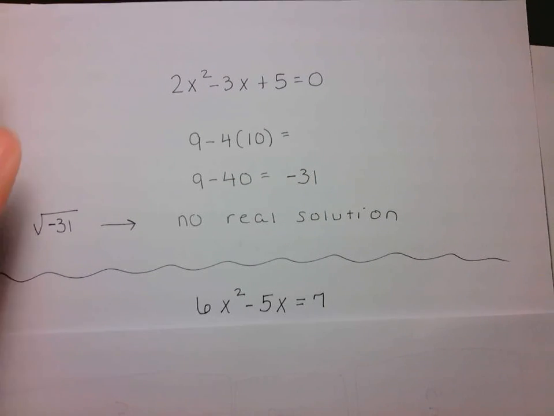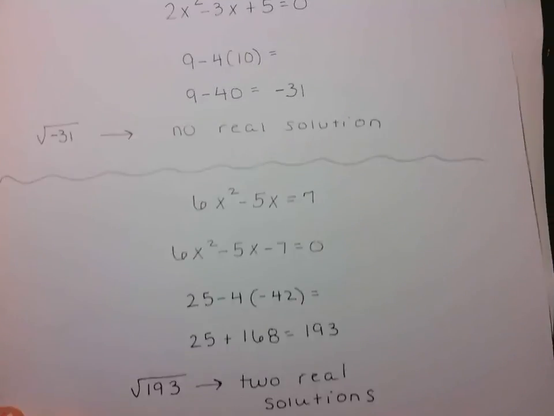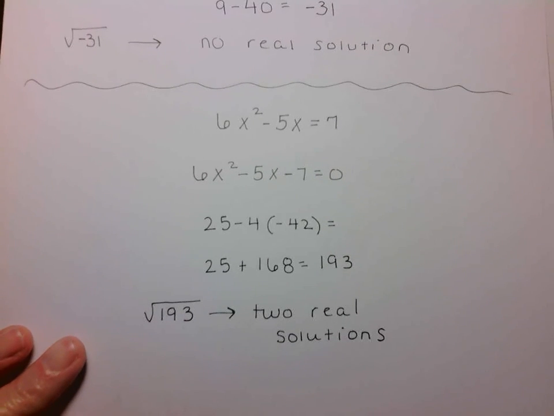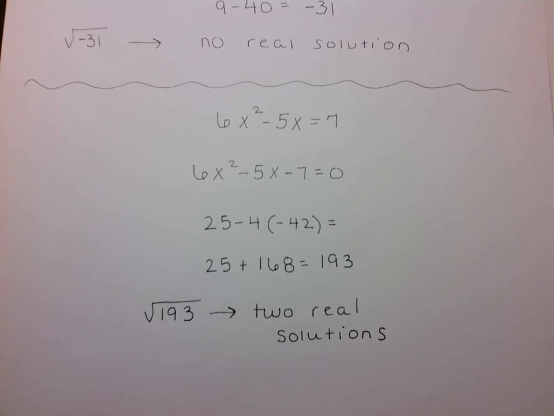And finally, this on your own problem is on the next page. Go ahead and hit pause and work out this problem. Determine how many real solutions this equation has. Because the discriminant is positive, this equation is going to have two real solutions.